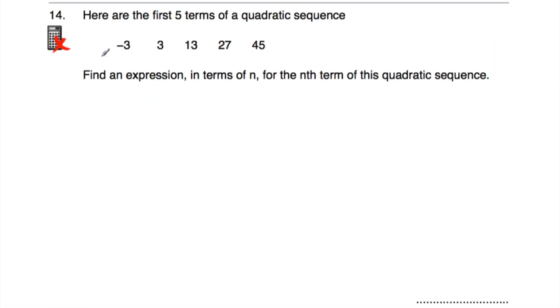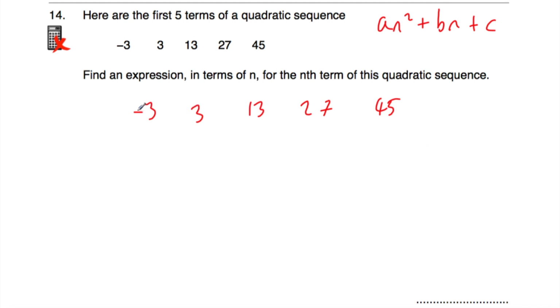Okay, let's look at question number 14. So question number 14, we've got our quadratic sequence, and we've been asked to find the nth term of the sequence. So let's write down our sequence, which is negative 3, 3, 13, 27 and 45. So we've got our sequence and we want to find the nth term, which is in the form of an squared plus bn plus c. So let's find our first differences and our second differences.